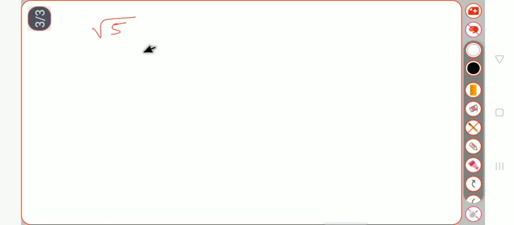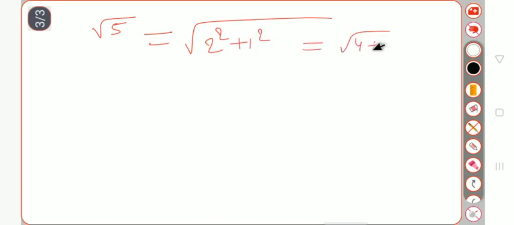So how can we write root 5? We can write it as the square root of 2 squared plus 1 squared, because 2 squared is 4 and 1 squared is 1, and 4 plus 1 is 5. So make the base of the triangle 2 and take 1 unit perpendicular. This will represent root 5. So we will apply this logic.